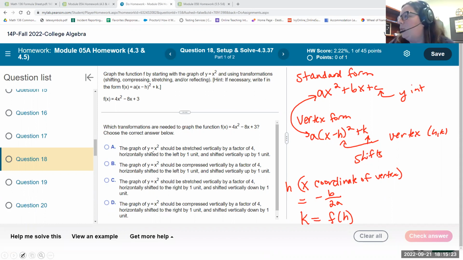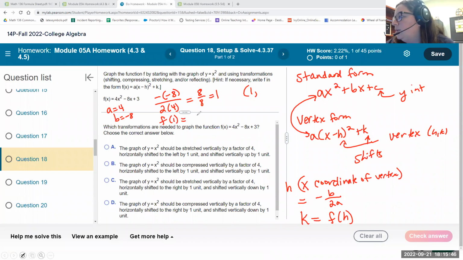So here we go. In this case, a is 4 and b is negative 8. So I plug in negative b over 2a, negative of negative 8 over 2 times 4, is 8 over 8, which is 1. So that's the x coordinate of the vertex. And then I plug that into the function. f of 1 is 4 times 1 squared minus 8 times 1 plus 3. And that's 4 minus 8 plus 3, which is negative 1.